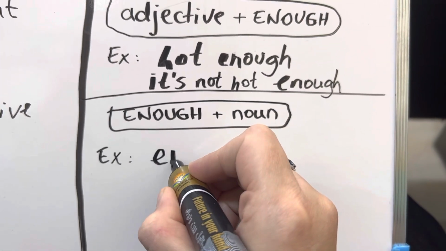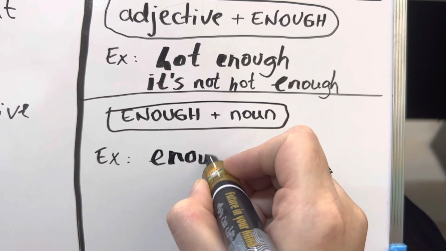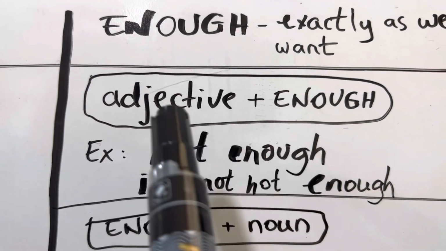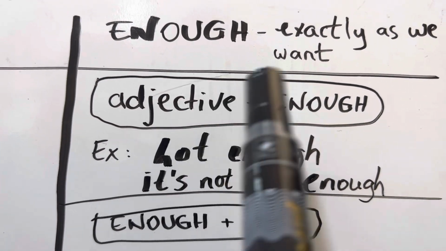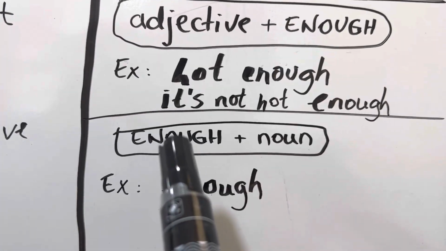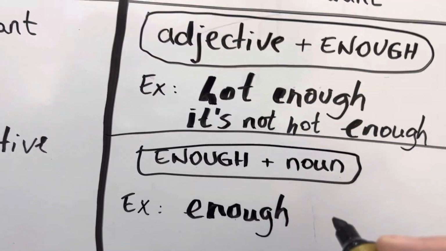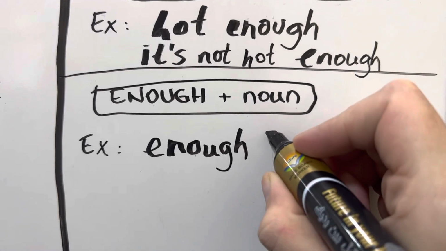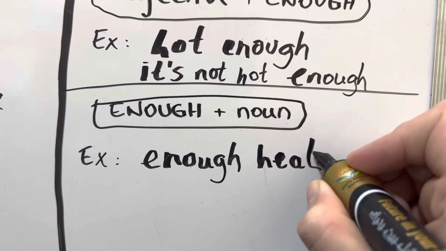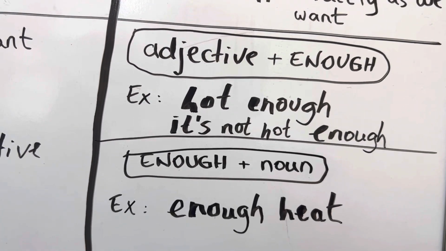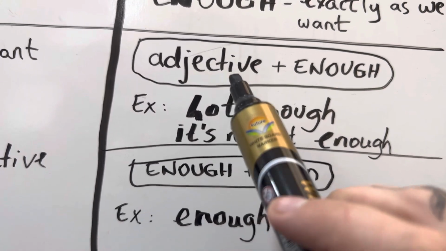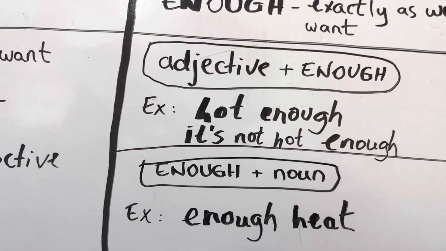In this case, if we use a noun, we start with enough. Okay, be careful with this. If you use an adjective, you start with the adjective and then you add enough. If you have a noun, you start with enough and then you add the noun. So there is enough heat. You can say it both ways, hot enough, enough heat. It depends on whether you use an adjective or a noun.